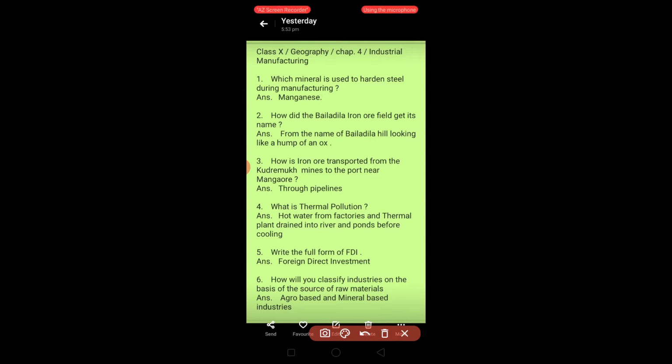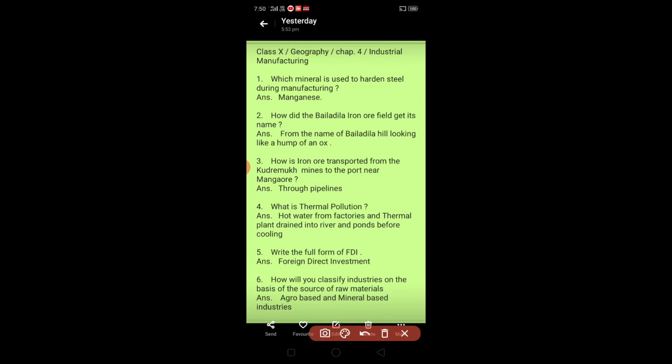Next question is, how is iron ore transported from the Kudremukh mines to the port near Mangalore? It is transported through a pipeline.